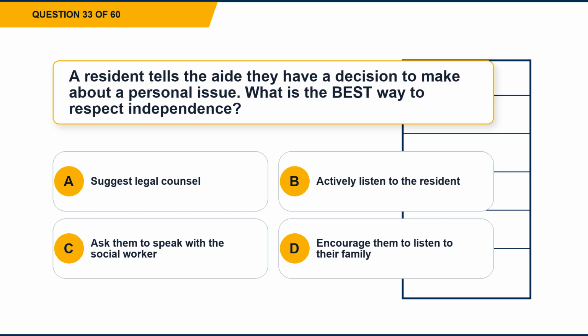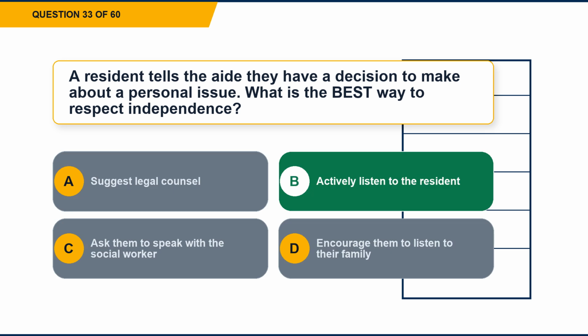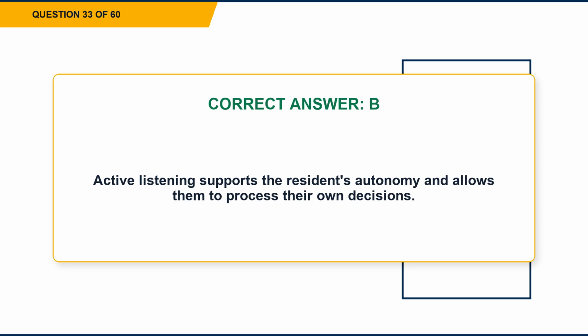Question 33. A resident tells the aide they have a decision to make about a personal issue. What is the best way to respect independence? Option A. Suggest legal counsel. Option B. Actively listen to the resident. Option C. Ask them to speak with the social worker. Option D. Encourage them to listen to their family. The correct answer is option B. Actively listen to the resident. Explanation. Active listening supports the resident's autonomy and allows them to process their own decisions.